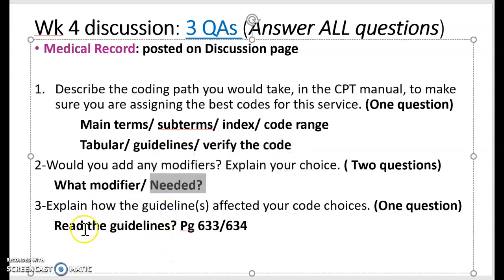Explain, please. Question number 3, explain how the guidelines affected your code choices. Guidelines for the medicine section for the scenario are posted on these pages. Please make sure you read these coding guidelines and answer with reference to this guideline, not just reading each other's posts, but also creating your own understanding and giving me your background knowledge of what you think. This is the most important part of this discussion.